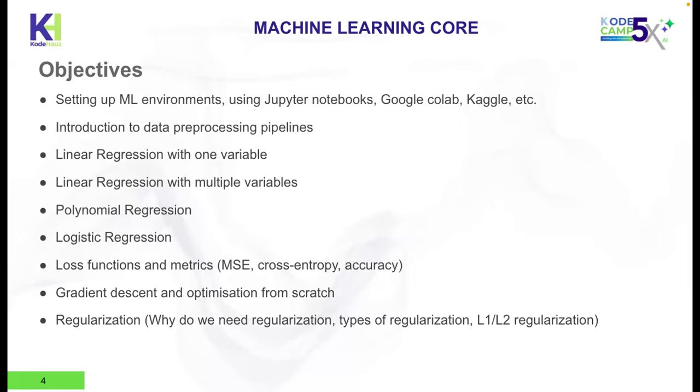We'll talk about loss functions, metrics for measuring performance of these models, the mean square error, the cross entropy error, accuracy, and all of that. Then we also will talk about gradient descent and how you do optimization with gradient descent. So these now become more complex ways of achieving the same thing. Then we'll talk about regularization, just an introduction. What is regularization and why are we doing that?